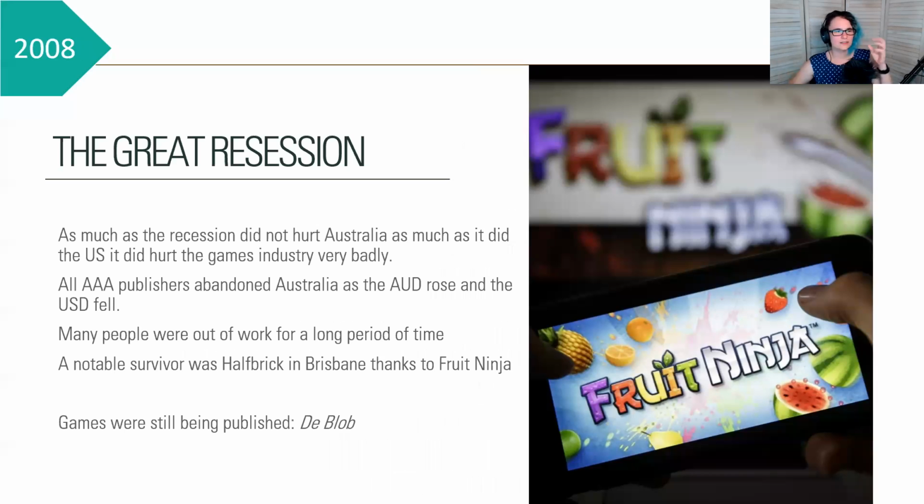But the thing is, we got hit by the Great Recession. Now, it didn't really hit Australia much at all. In fact, Australia bounced back really fast. The US got hit really hard. And with the US getting hit really hard, the games industry in Australia got hit really hard because publishers were from the US. So most of the AAA publishers abandoned Australia because the Australian dollar rose and the US dollar fell. And that meant over the next 5 years, all of them left.